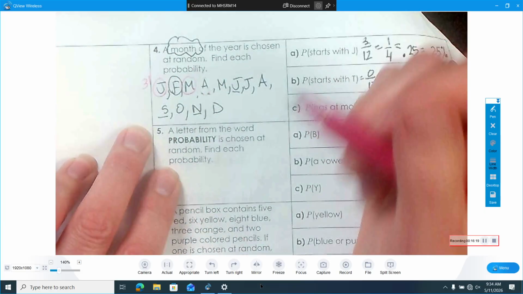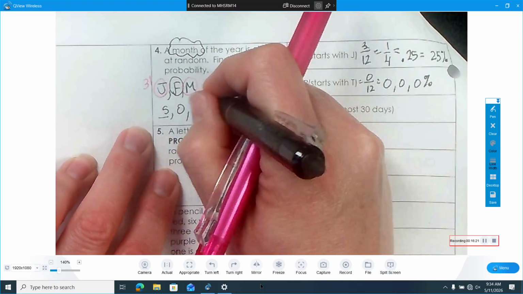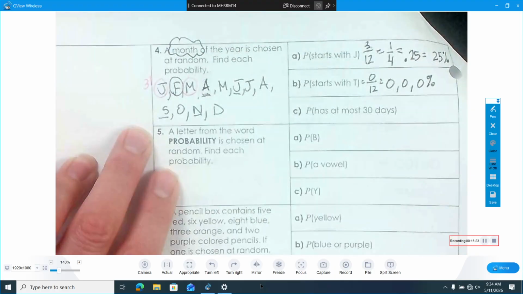Do you guys know that? Have you ever learned that poem? No? It's all we did when I was in school.